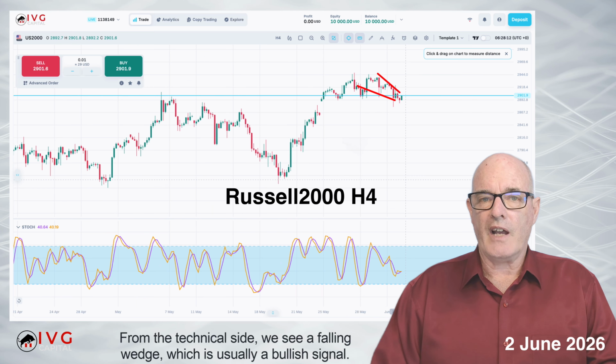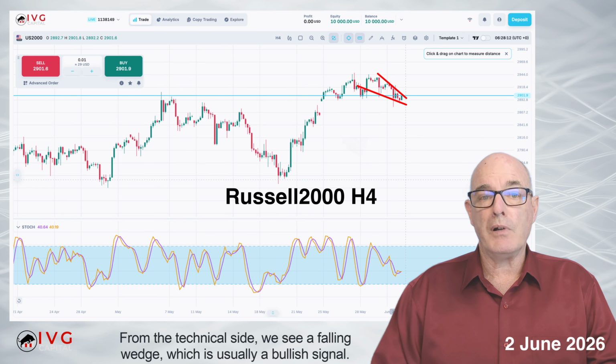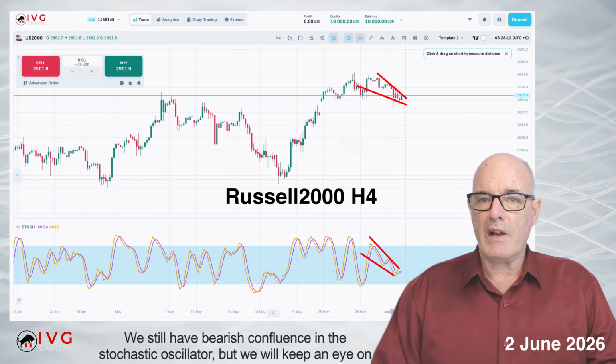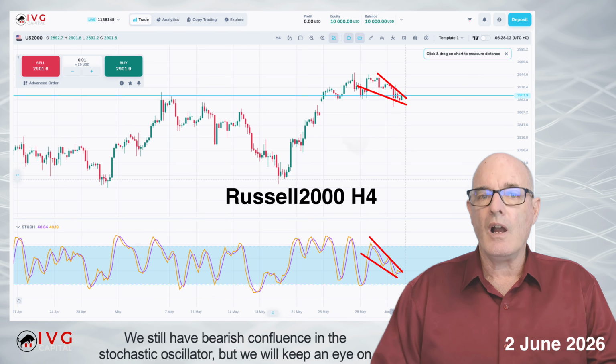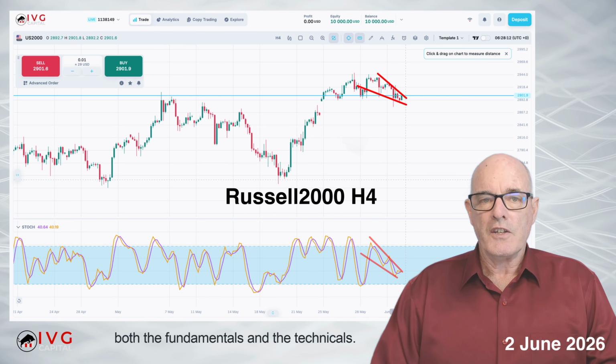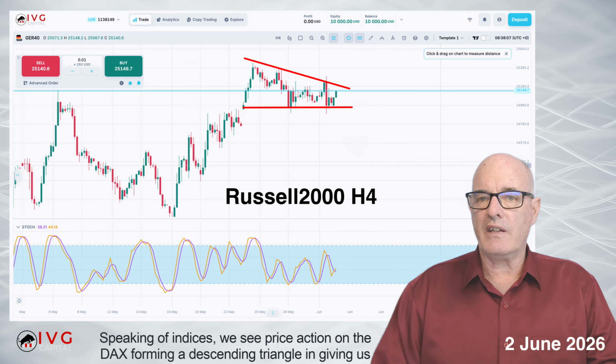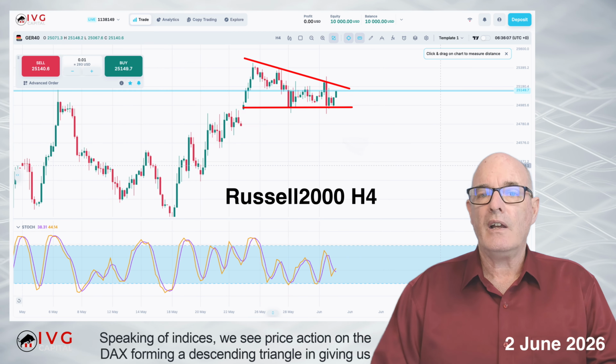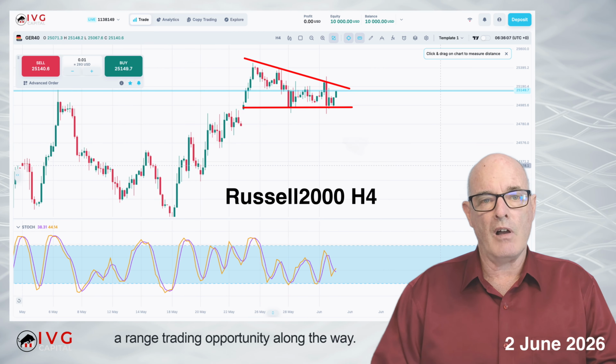From the technical side, we see a falling wedge, which is usually a bullish signal. We still have bearish confluence in the stochastic oscillator, but we will keep an eye on both the fundamentals and the technicals. Speaking of indices, we see price action on the DAX forming a descending triangle and giving us a range trading opportunity along the way.